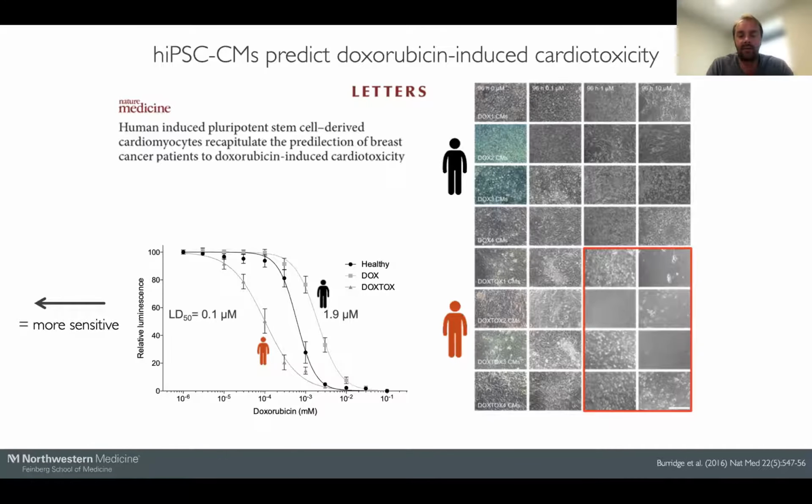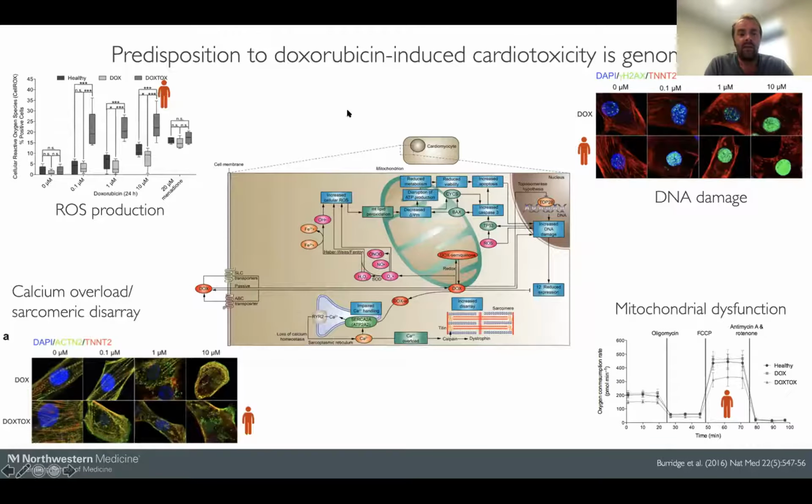So that raises a number of very interesting questions. If the iPS cell cardiomyocytes are more sensitive to the doxorubicin, the question is, what aspect of the cardiotoxicity are these cells recapitulating? Now, doxorubicin cardiotoxicity has 4 major mechanisms that occur. One is that the doxorubicin comes into the cells, essentially hijacks the mitochondrial enzymes, and then uses those to produce reactive oxygen species. We showed that patients who had toxicity had higher levels of reactive oxygen species.